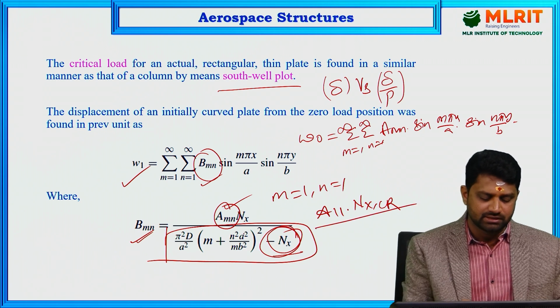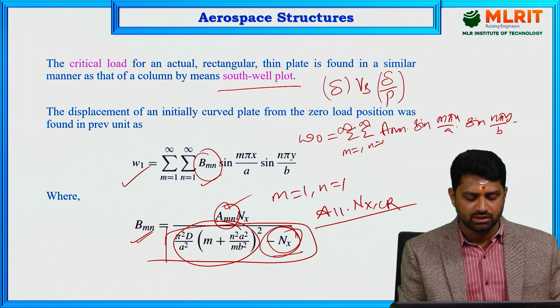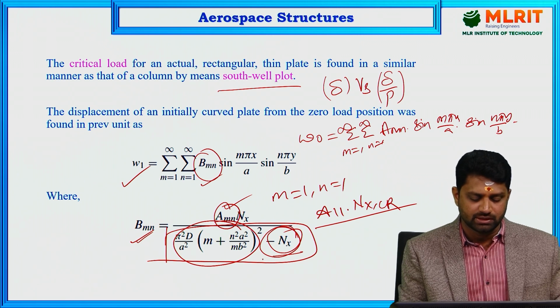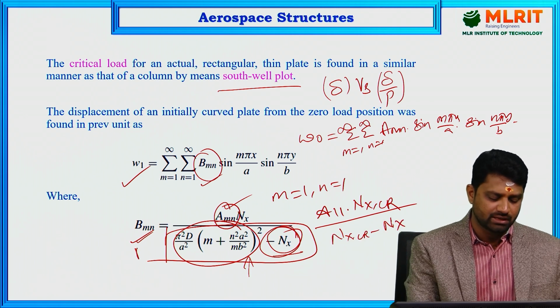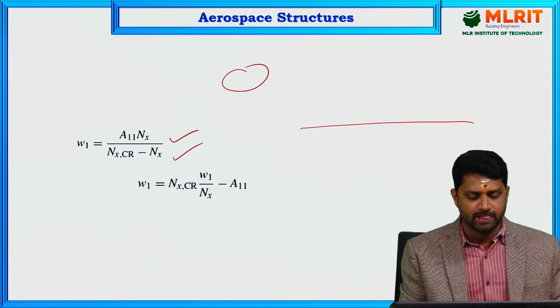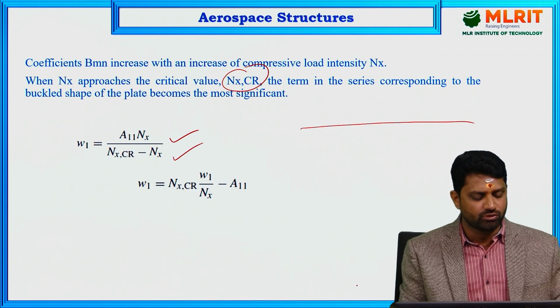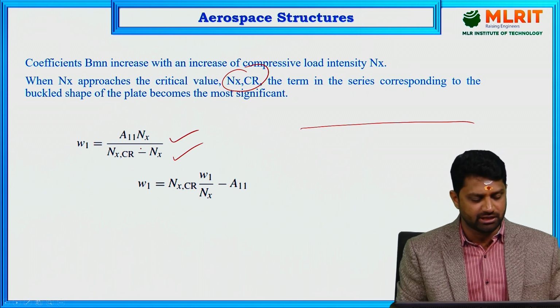And then this complete term also, because it is the most important one, a significant term for studying the buckling of plate. So therefore you can consider this again as Nx critical, and then you can write Nx, and therefore Bmn you can write as B11. Okay. So therefore W1, you can write as A11 into Nx divided by Nx critical minus Nx.